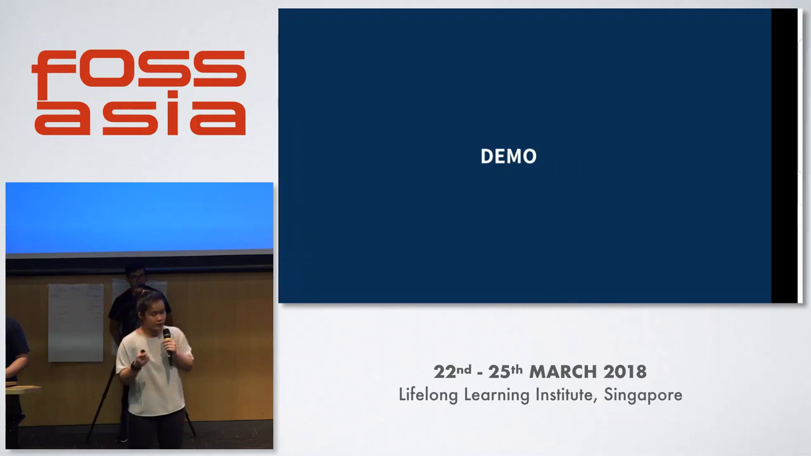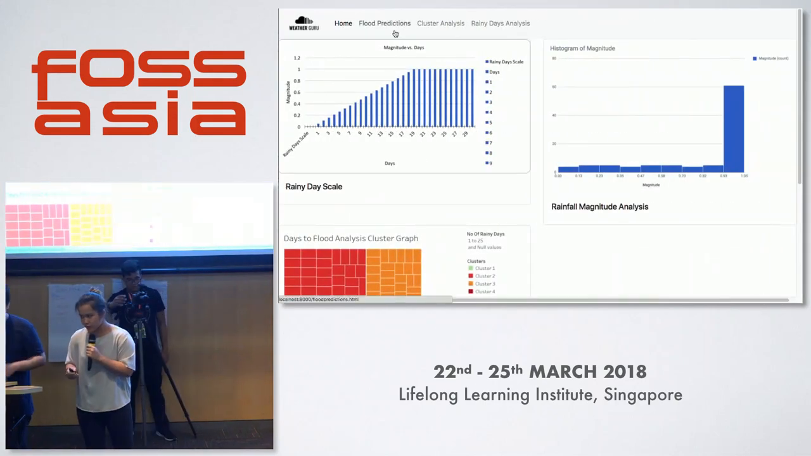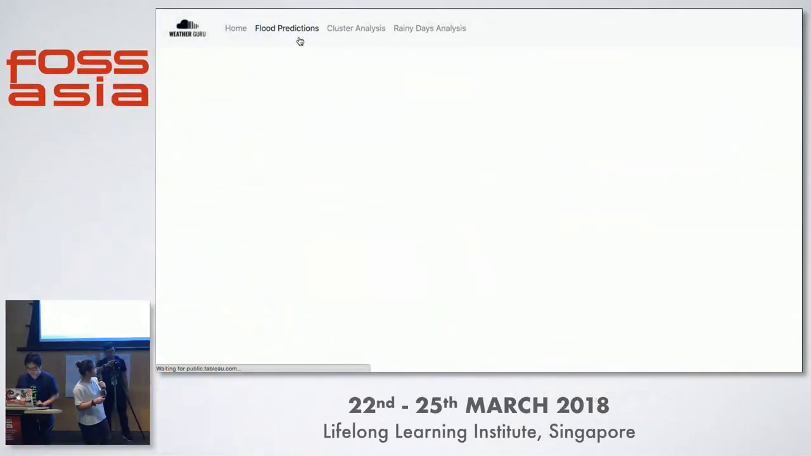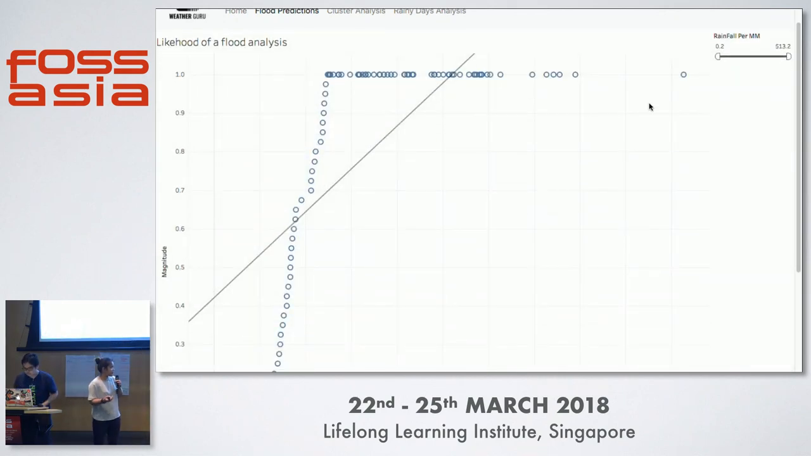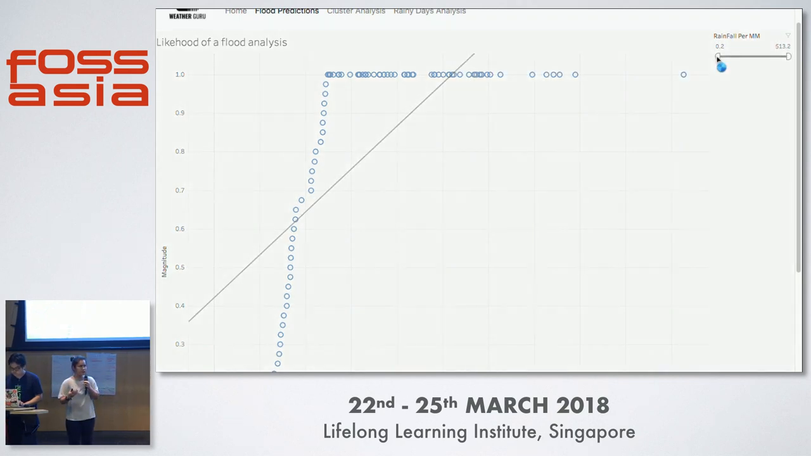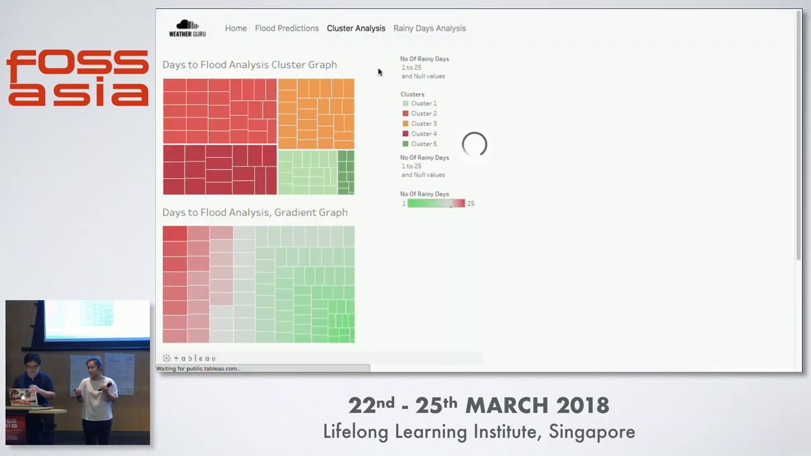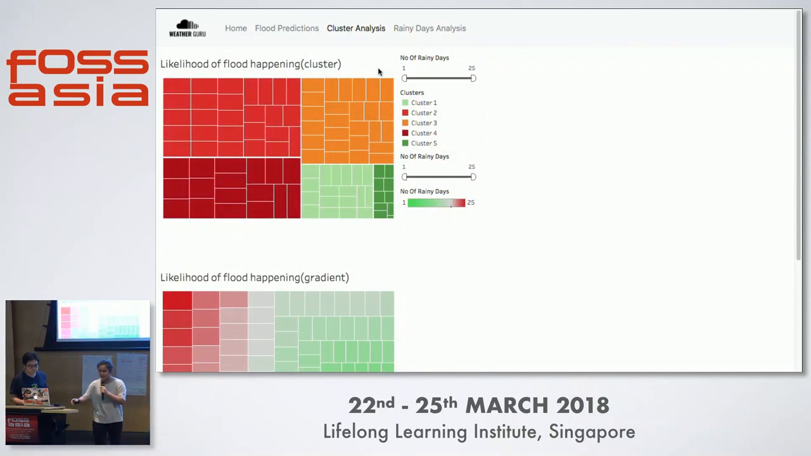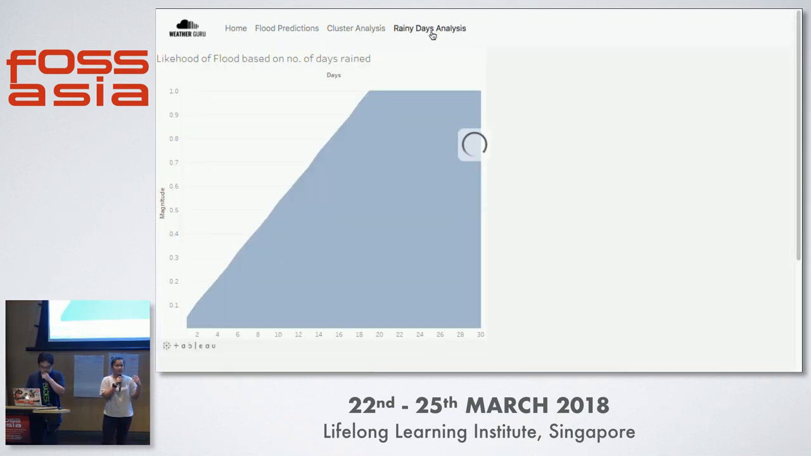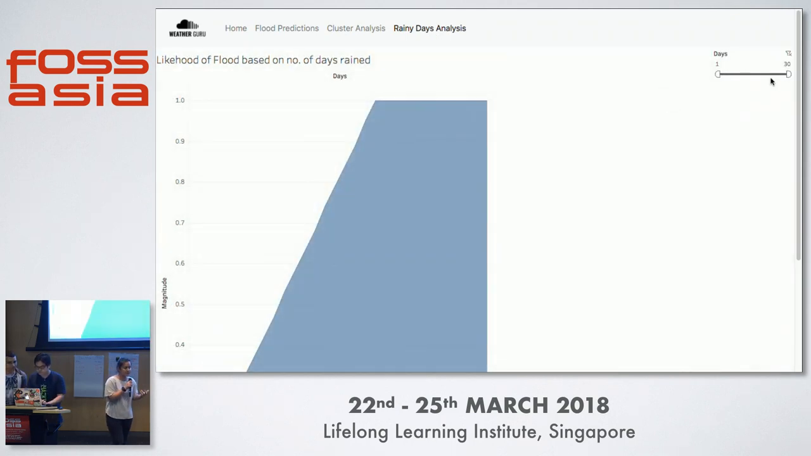Okay, so we're going to show our application. This is the application that we created. So how we can predict future occurrences of flood is based on the frequency of rain, how frequent the number of days of rain in a month. What we wanted to predict is, using the frequency of rain per month, the likelihood of floods happening.